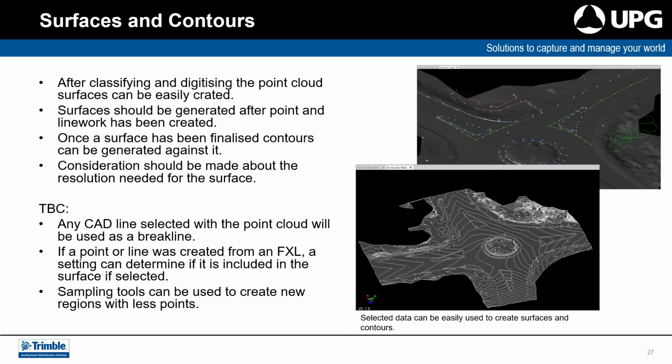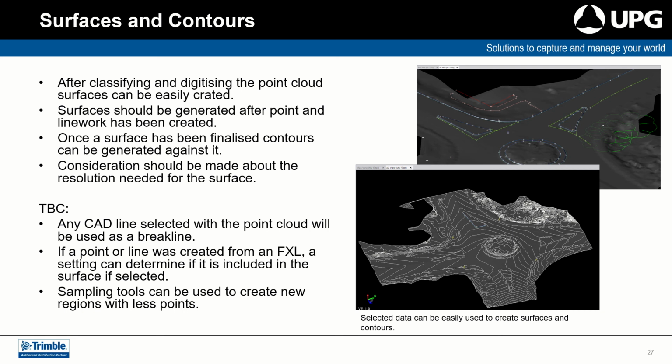Considerations should be made about the resolution for the surface. So when looking at the density of point clouds, having a one-to-one representation of the scan data to the surface is not necessarily desirable. You end up with a lot of triangles. A lot of triangles start to have problems because of the way that the surface is generated, due to over points that are right up against each other, points that are measured underneath other points.